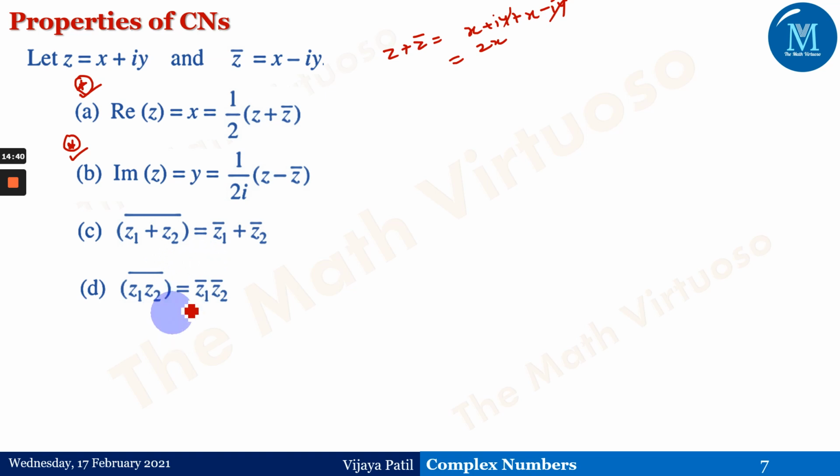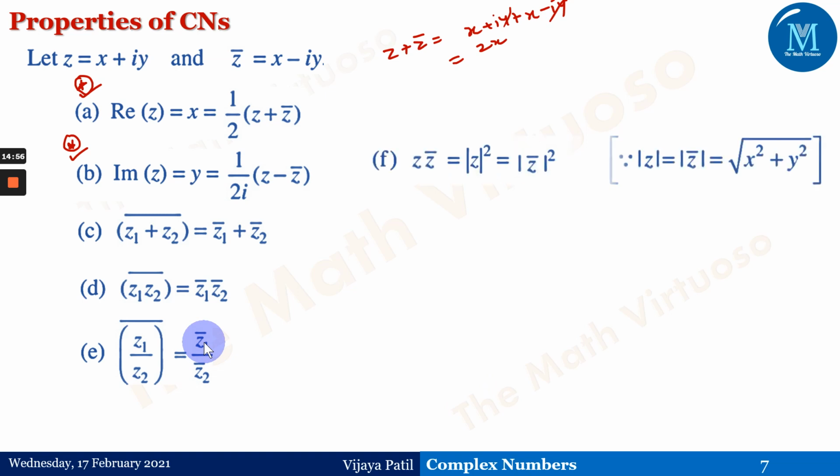I just wanted to list down all those formulas. Then the conjugate of z1 into z2 is equal to z1 conjugate into z2 conjugate. So the conjugates are also the same. Then the conjugate of z1 upon z2 will give z1 conjugate upon z2 conjugate. So they are individual conjugates. You can just express it. Again, this is a very important property.